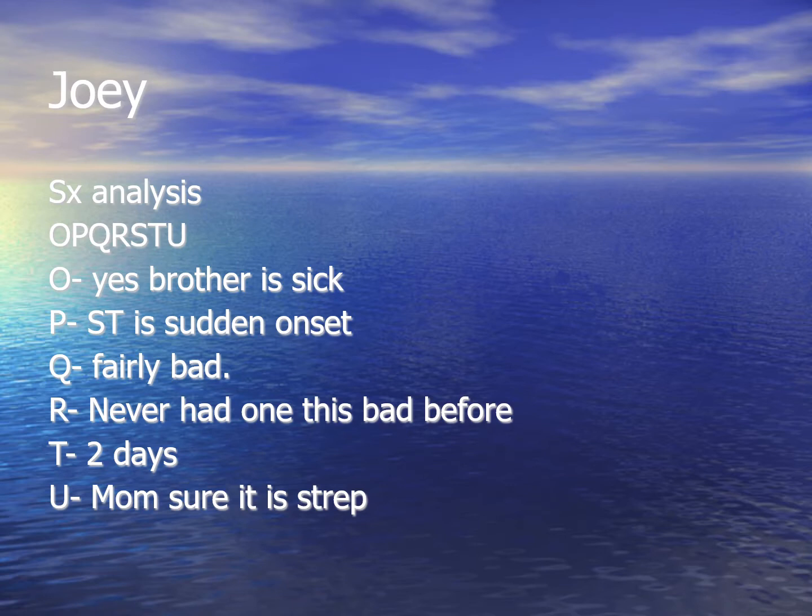OPQRSTU is a good way to do your history of present illness. O is are other people sick? P is provocative palliative. Q is quality quantity. R is region radiation recurrence. S is severity and other symptoms. T is timing and temporality. Temporality, of course, is what time of day something happens. And U was added by some colleagues at Indiana University, and basically that's asking the patient, well, what do you think is going on?